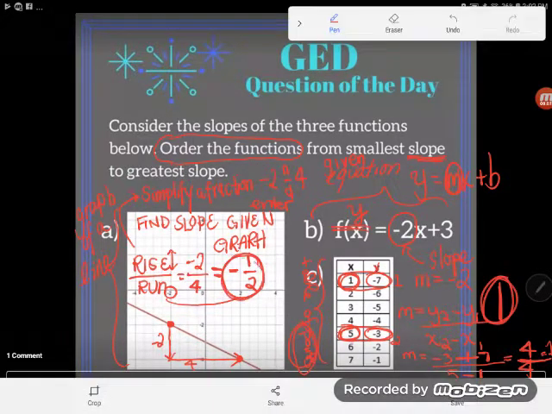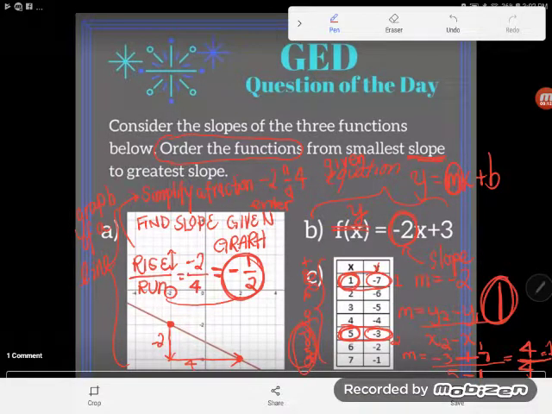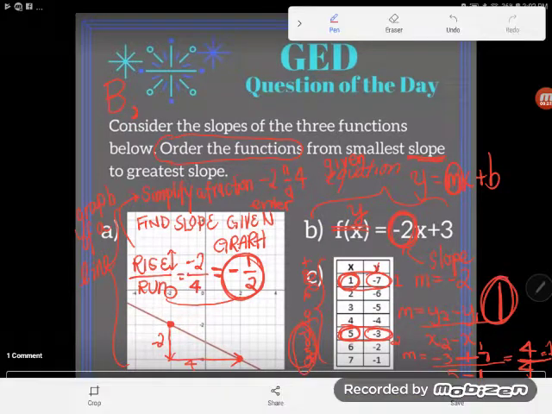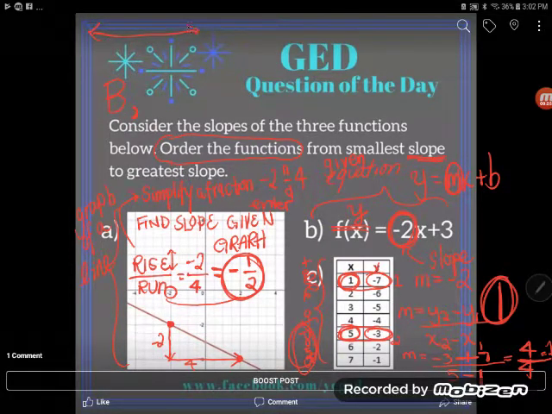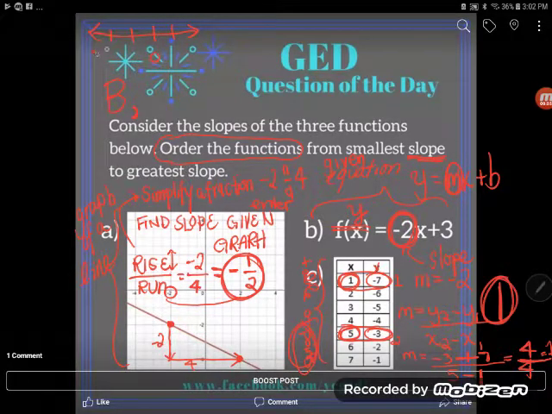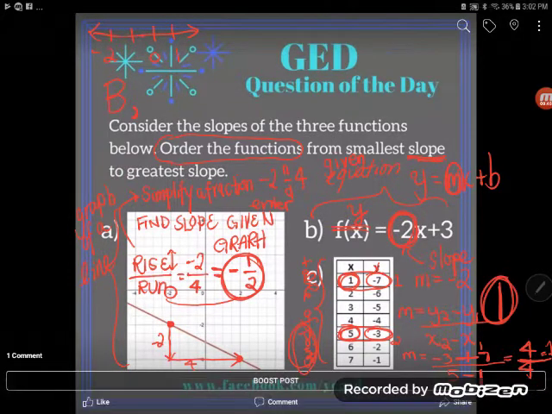My graph had a slope of -1/2, and my equation had a slope of -2. Now they ask me to order the functions from smallest slope to greatest slope. So which one of these has the smallest slope? Well, -2, being $2 in debt, you would have the least money if you were that far in the hole. -2 is the leftmost on the number line, and so it is the smallest. I'll show you what I mean. -2 is the leftmost of all these numbers on the number line. And so it's the smallest, so it'll come first.